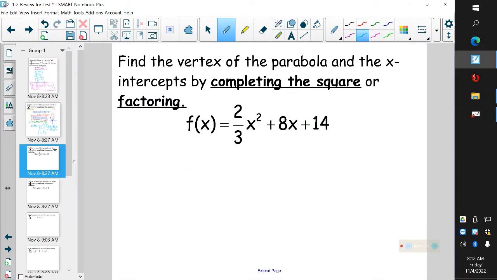Next. Find the vertex of the parabola and the x-intercepts by completing the square or by factoring. Do you think you're going to be able to factor that? Absolutely not. So what are you forced to do? You are going to be forced to complete the square, which means I am going to go ahead and put this to 0, and then what am I going to do? Take that 14 over the other side. Yes? Then what?